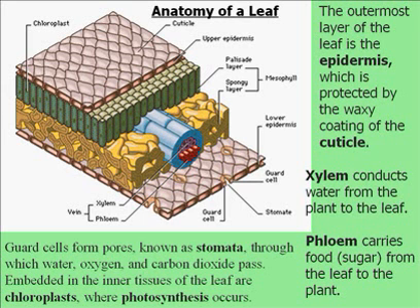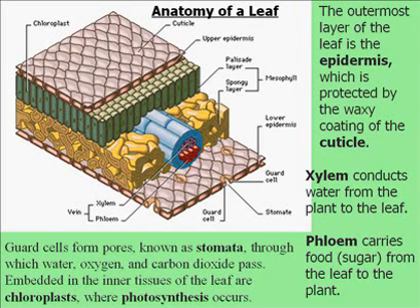When you look at a cross-section of a leaf under a microscope, you can see a number of different layers. The outermost layer that you see on the leaf is called the epidermis, which is protected by a waxy coating called the cuticle. And just as the inside of the tree has xylem tissues, so does the leaf. The xylem conducts water from the plant to the leaf.